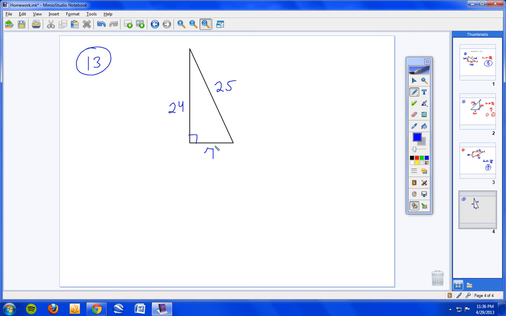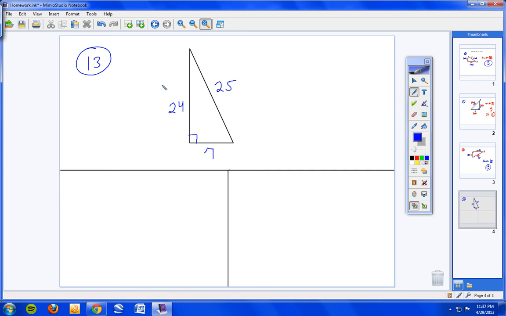Okay, if you look at the directions, find, oh, we have to do both. So that's going to be a little bit of work, but I think you guys are up to it. Let's divide up the page here. It says find the tangent of P and R as fractions and as decimals. So they're really making you work on this one.